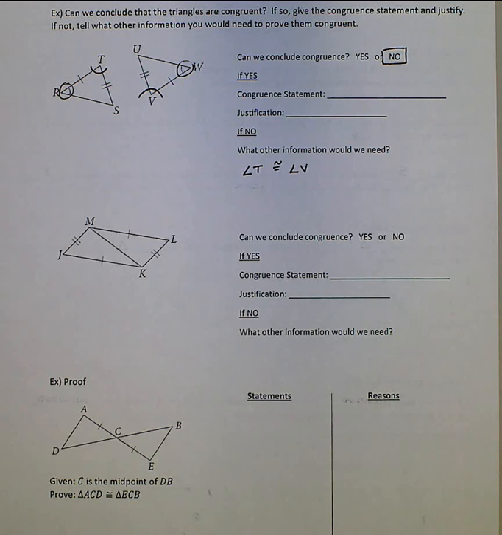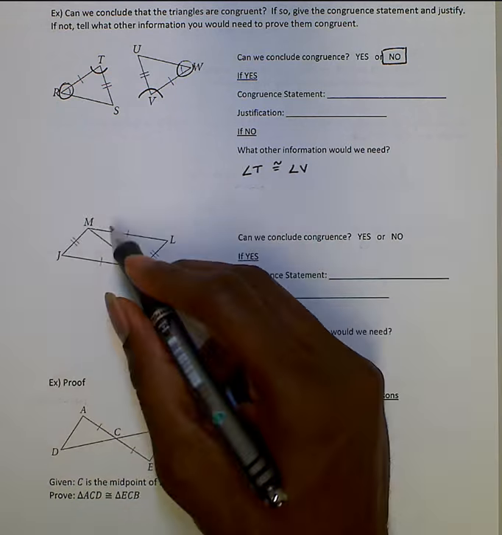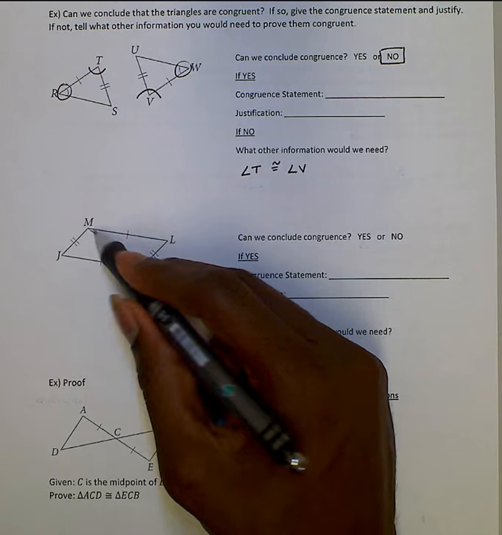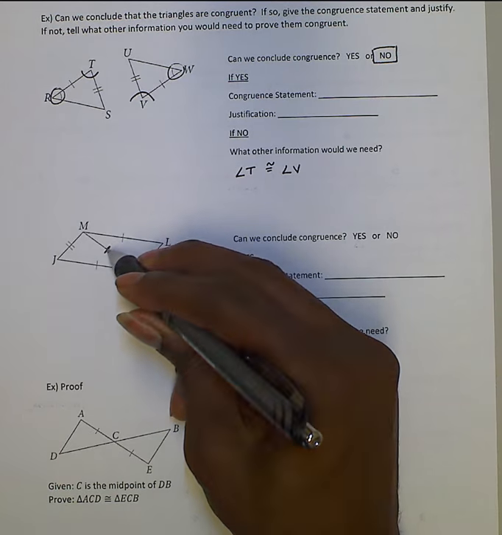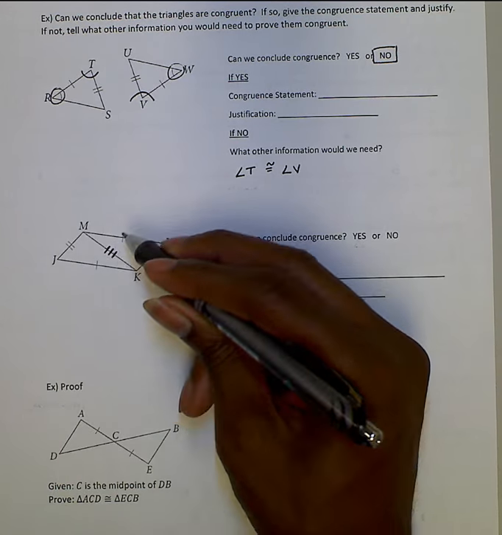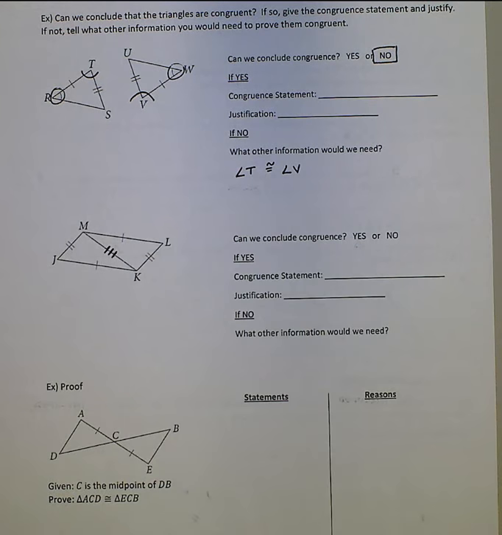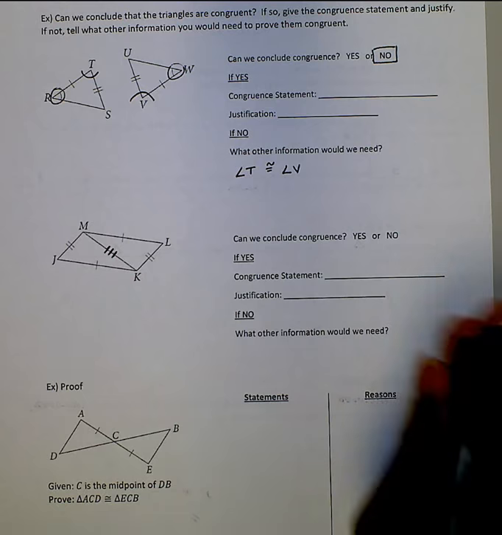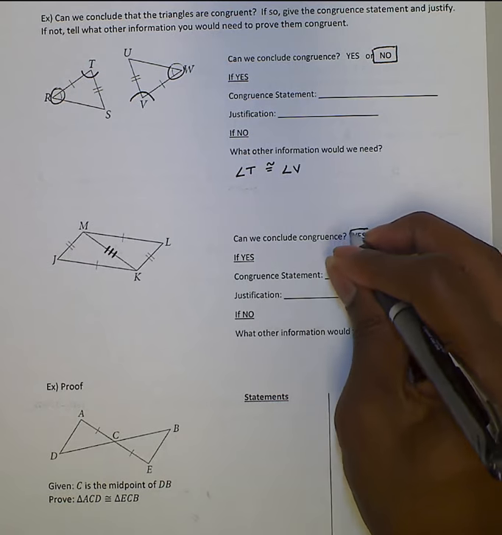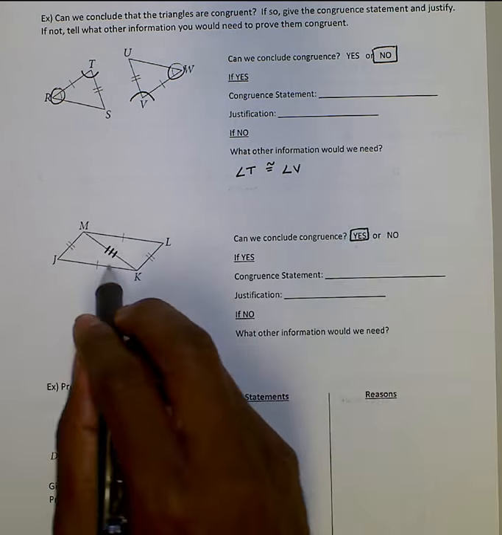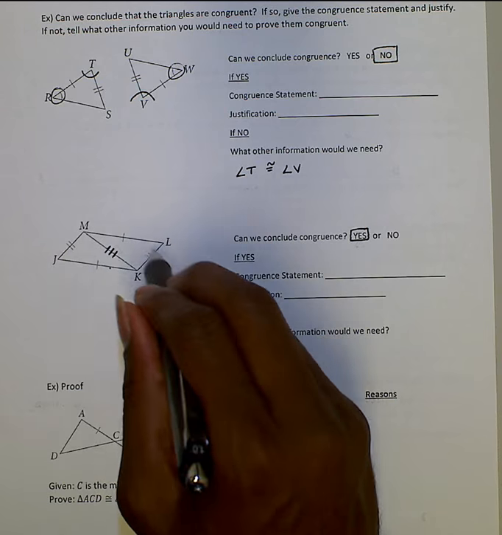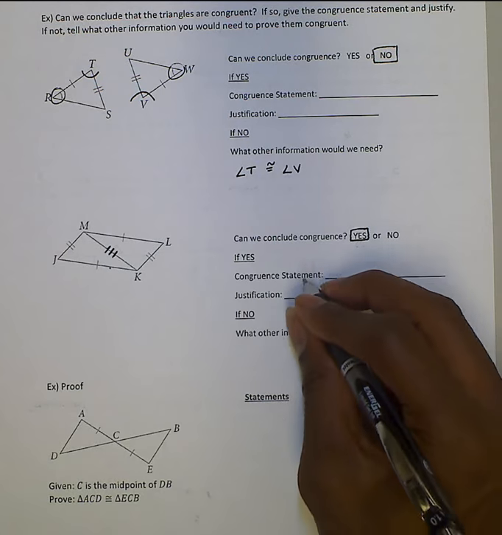But hopefully you guys see by now, because I think we've talked about it a couple times, we have a shared side, MK. MK is shared. Okay, and so that means it's part of both triangles. And it has to be equal to itself by the reflexive property. So can I say that these two are congruent? Yes, I can now, because I have side, side, side. And so now they're asking me for a congruence statement.